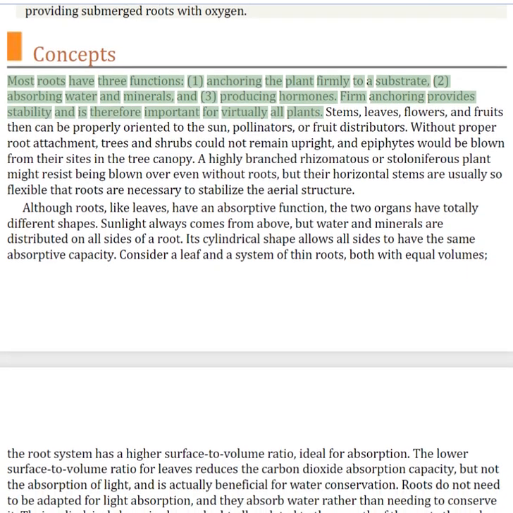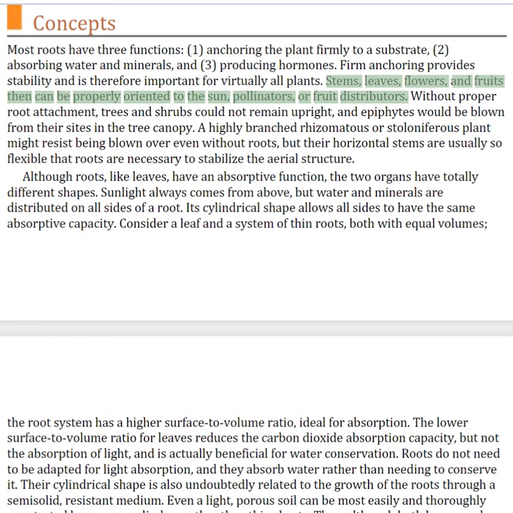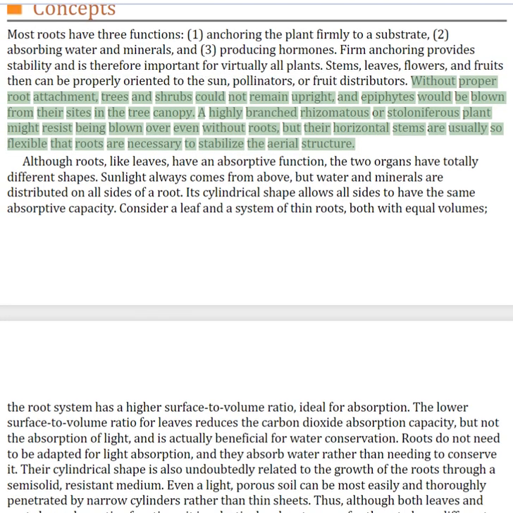Concepts. Most roots have 3 functions: anchoring the plant firmly to a substrate, absorbing water and minerals, and producing hormones. Firm anchoring provides stability and is therefore important for virtually all plants. Stems, leaves, flowers, and fruits then can be properly oriented to the sun, pollinators, or fruit distributors. Without proper root attachment, trees and shrubs could not remain upright, and epiphytes would be blown from their sites in the tree canopy. A highly branched rhizomatous or stoloniferous plant might resist being blown over even without roots, but their horizontal stems are usually so flexible that roots are necessary to stabilize the aerial structure.